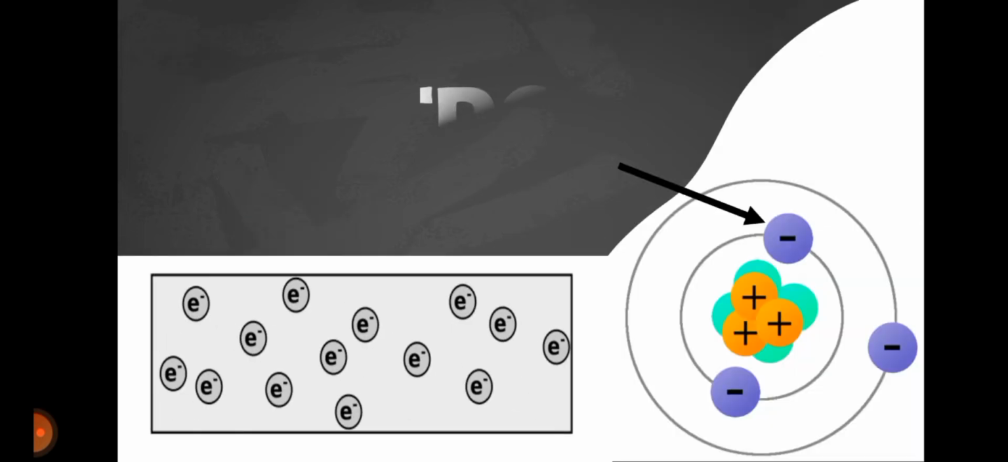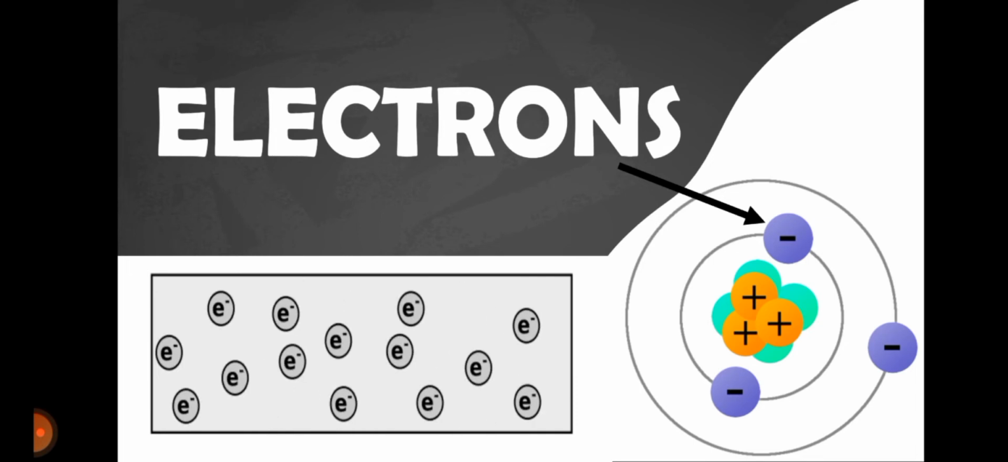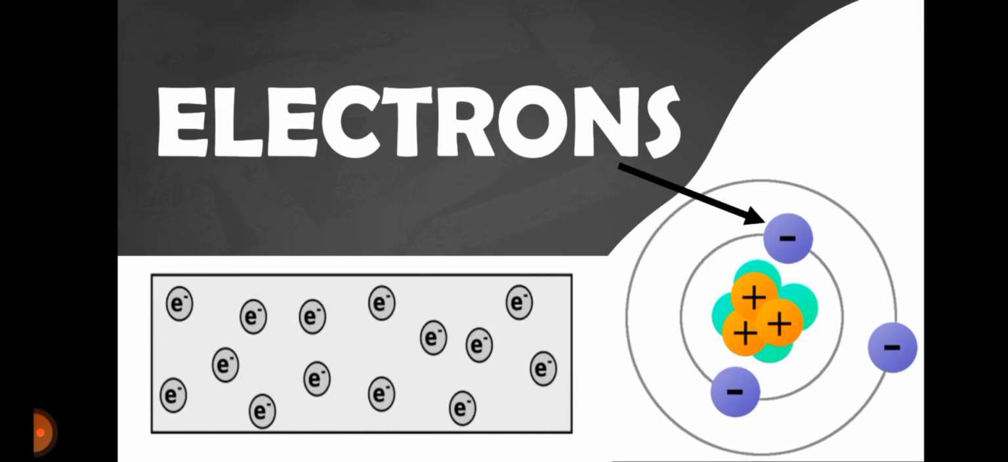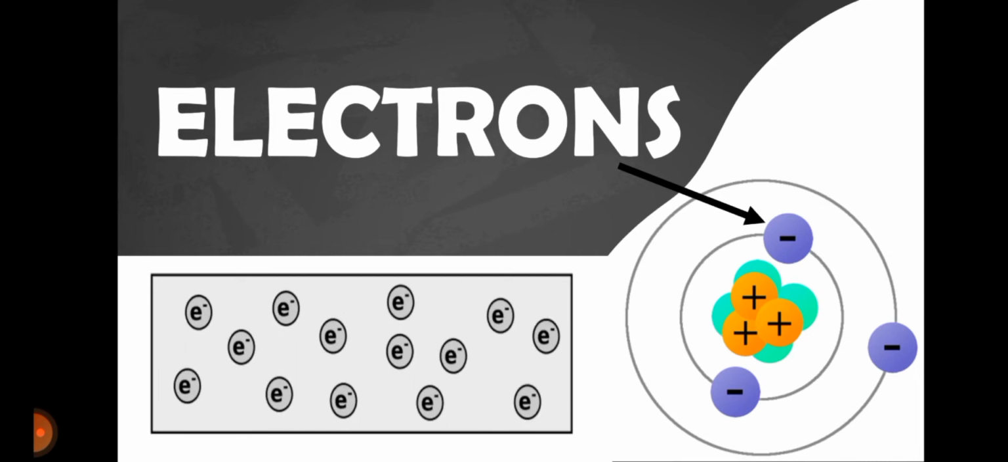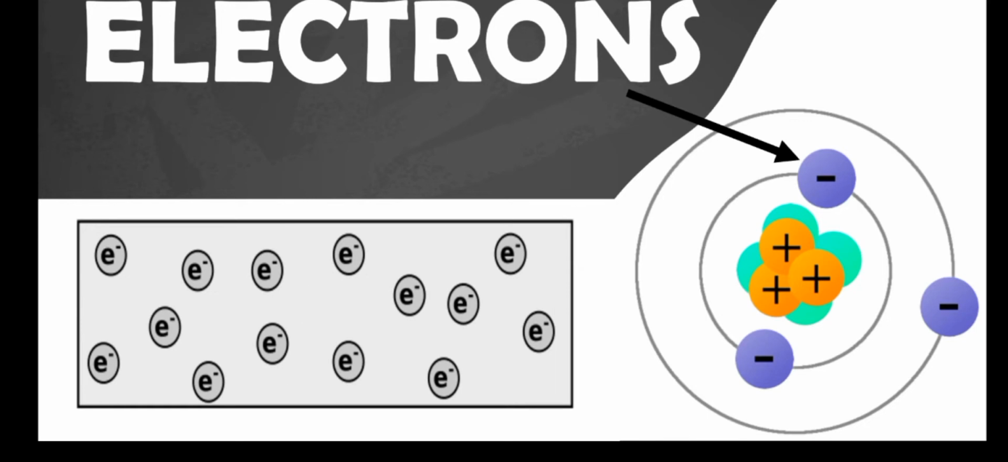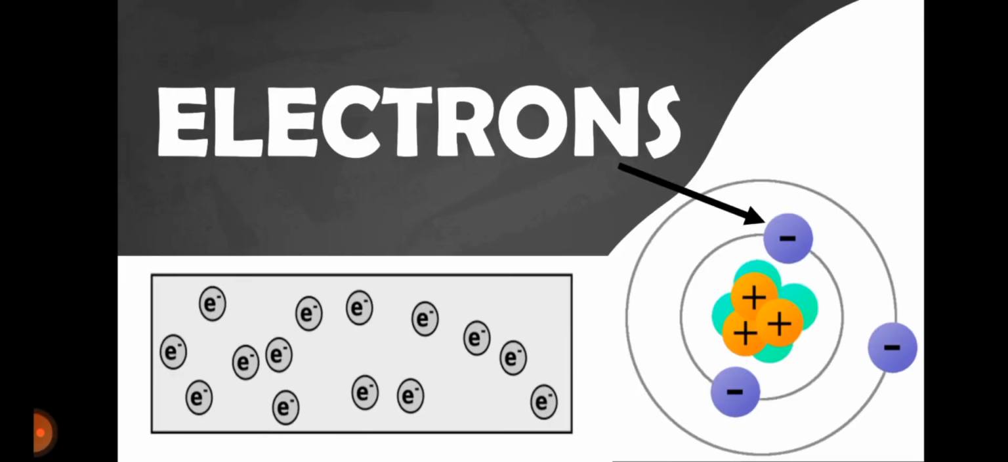Next, we have the electrons. Electrons are the negatively charged particles. It orbits around the outside of the nucleus. So makikita natin sa illustration yung minus sign which indicates the negatively charged electrons.